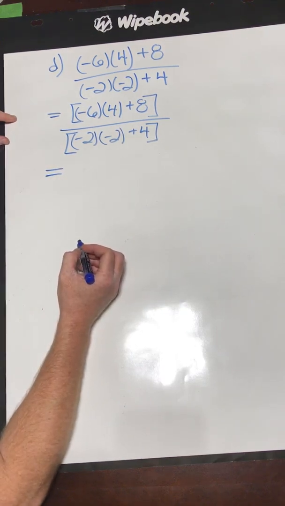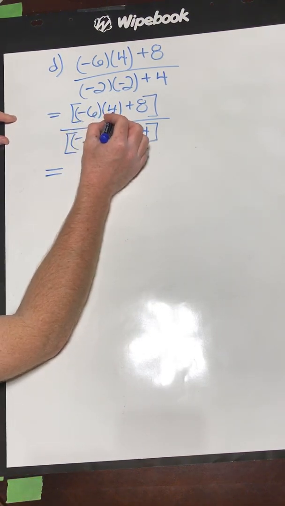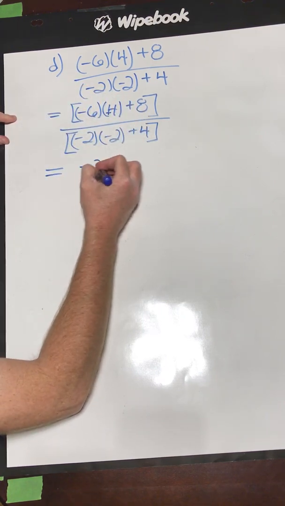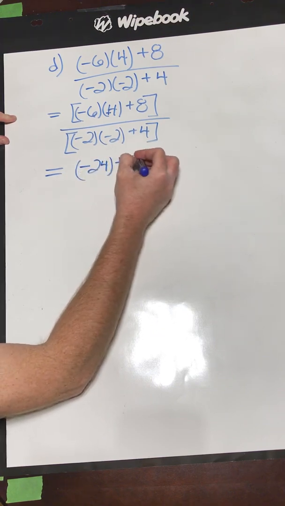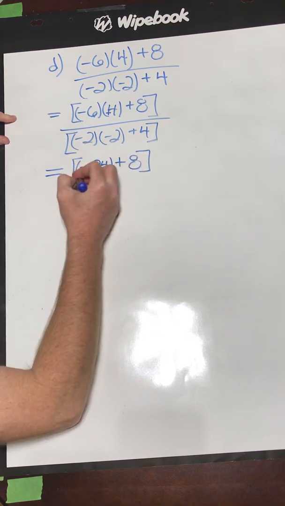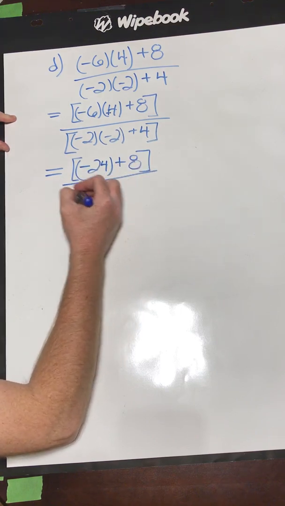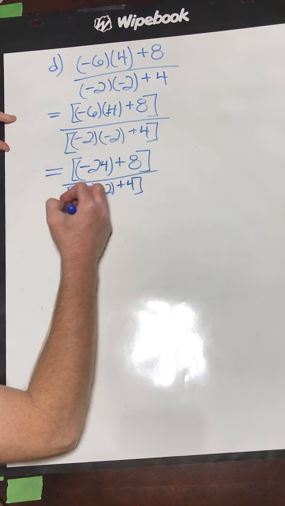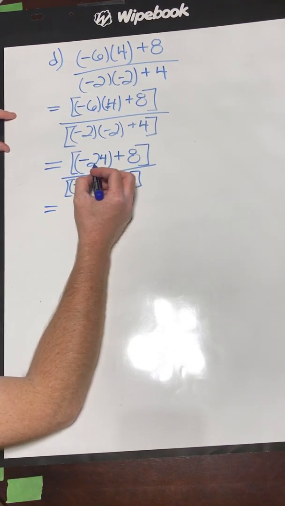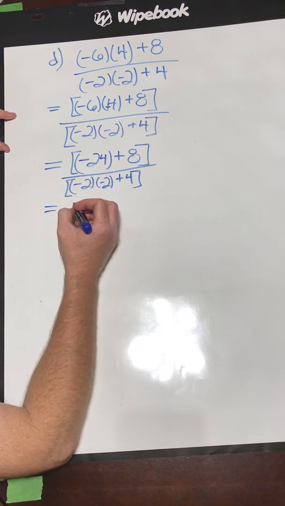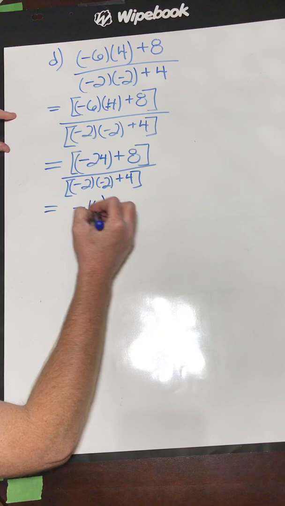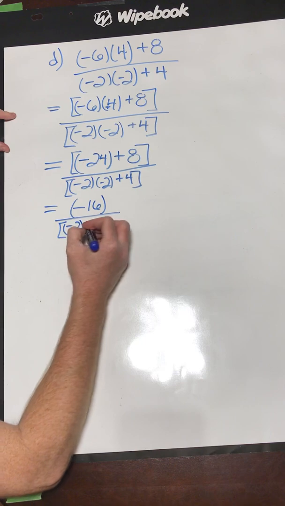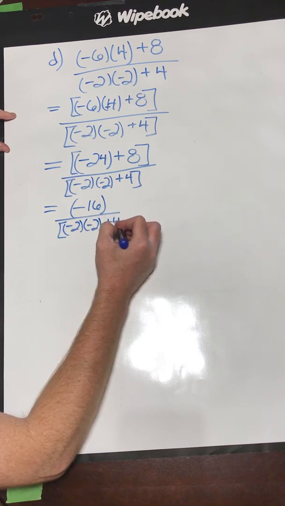So I'm going to work on the numerator first. So I have negative 6 times 4. So a negative, and again times a positive, which is negative 24 plus 8. And I put everything in the denominator staying the same because I'm just focused on the numerator. And next I have negative 24 plus 8, which is equal to negative 16. So I have negative 16 in the numerator, and I put everything else in the denominator the same.